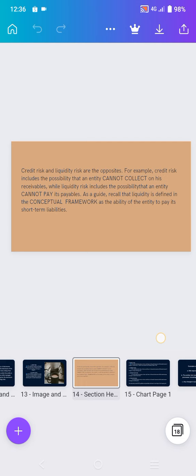As a guide, recall that liquidity is defined in the conceptual framework as the ability of the entity to pay its short-term liabilities.